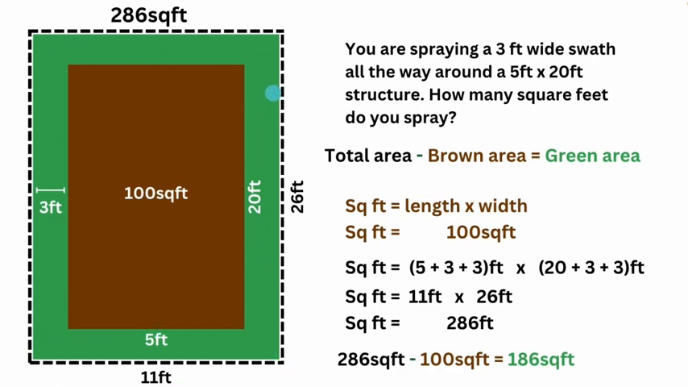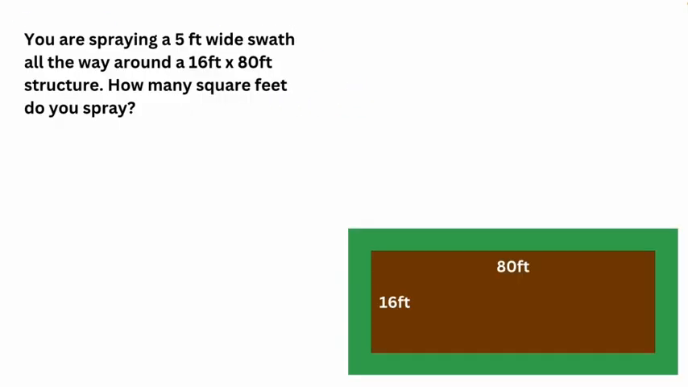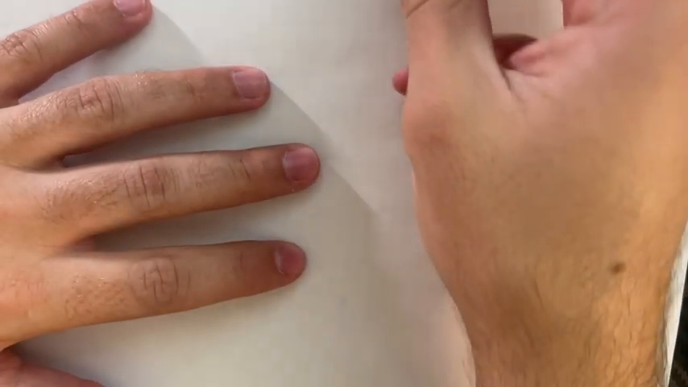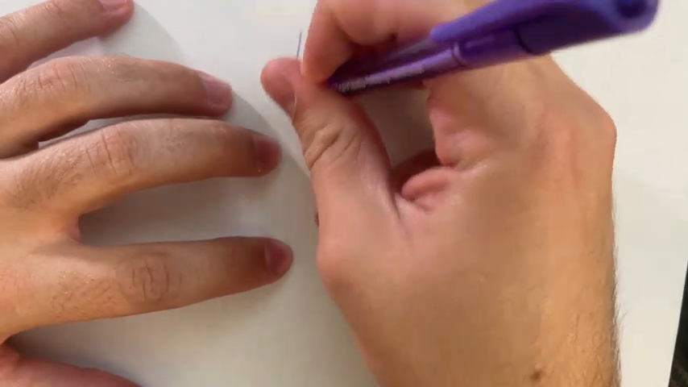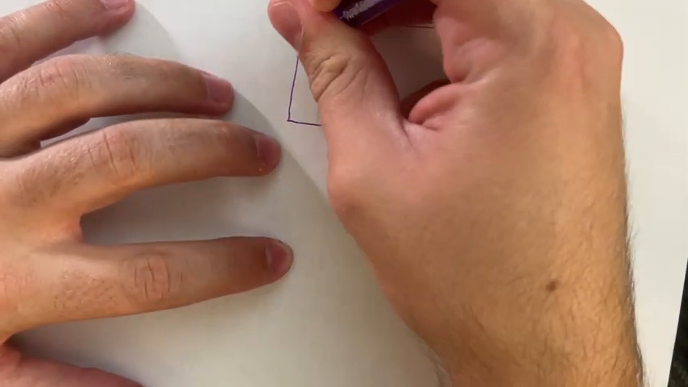Okay, so now we're going to practice. You are spraying a 5-foot wide swath all the way around a 16-foot by 80-foot structure. How many square feet do you spray? Okay, step 1, they've given us some numbers, so I want you to just draw it. Break out your scratch paper. You're allowed to draw it. Just draw. Okay, here we go.